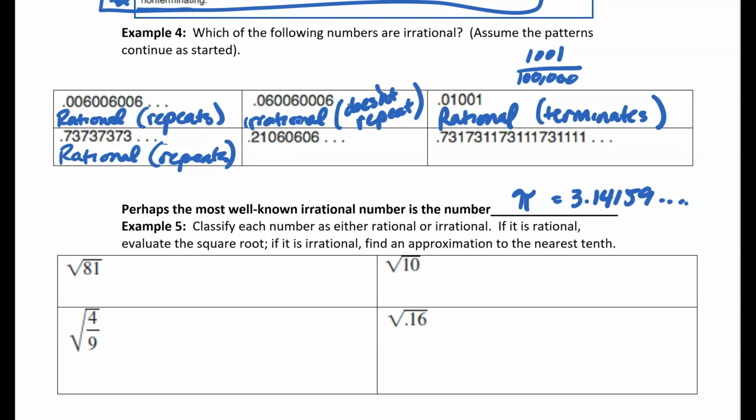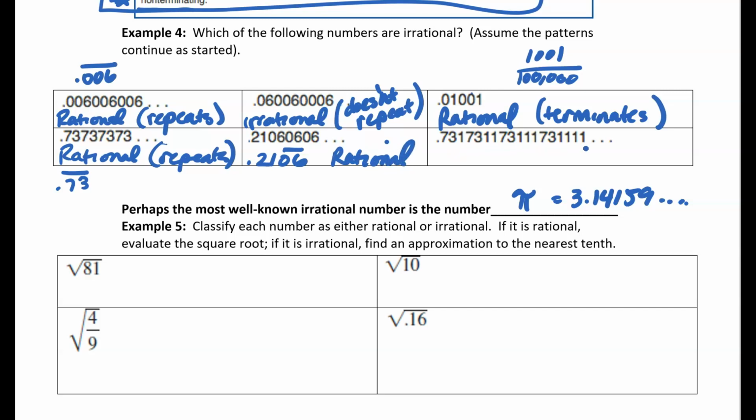One way to think about repeating is if you can use a bar to write the number. For example, 0.2106, the 06 is the part that repeats, so we could put a bar over it. If you can write it like that, like this one right here, we can write it with a bar. This one up here, 0.006, we can also write with a bar. So we can say that these are all rational numbers.